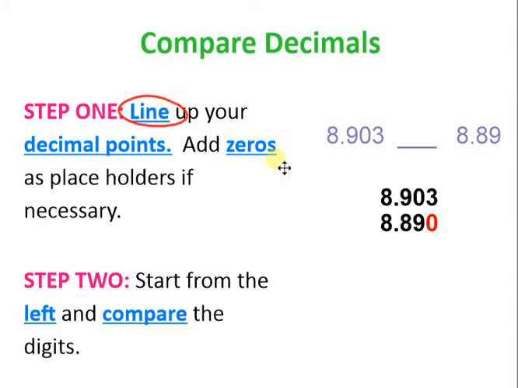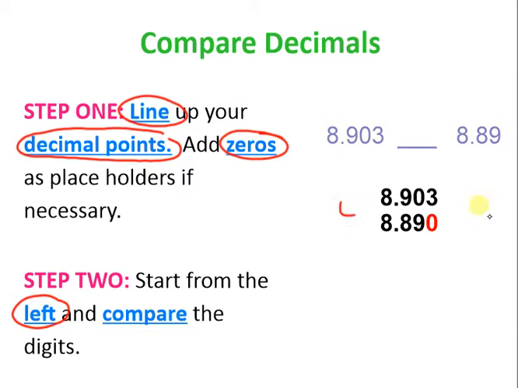and you're going to line them up, almost like you're going to get ready to add them. So you're going to line them up on top of each other by lining up their decimal points. So here I've taken 8.903 and 8.89, and I've put them on top of each other. And then you're going to see that I've added zeros, and it's in red here as a placeholder, only if necessary.